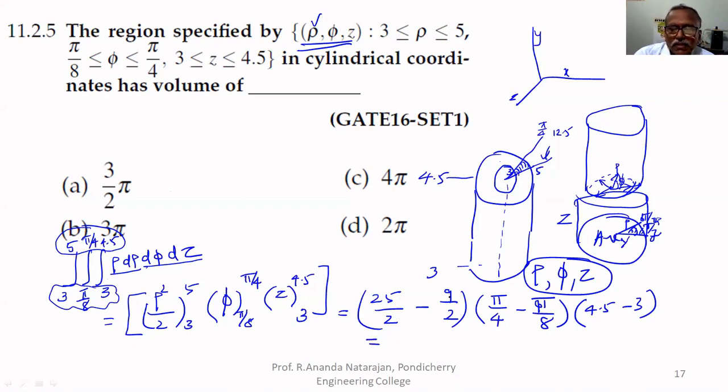25 minus 9 is 16, by 2 equals 8. Pi by 4 minus pi by 8 is pi by 8, multiplied by 1.5. 8 times pi by 8 is pi, times 1.5, which is 3 by 2. Therefore, the answer is 3 by 2 pi. That is option A.